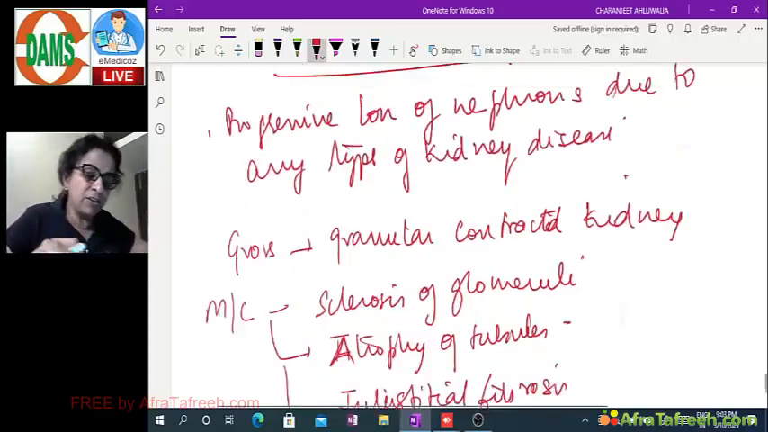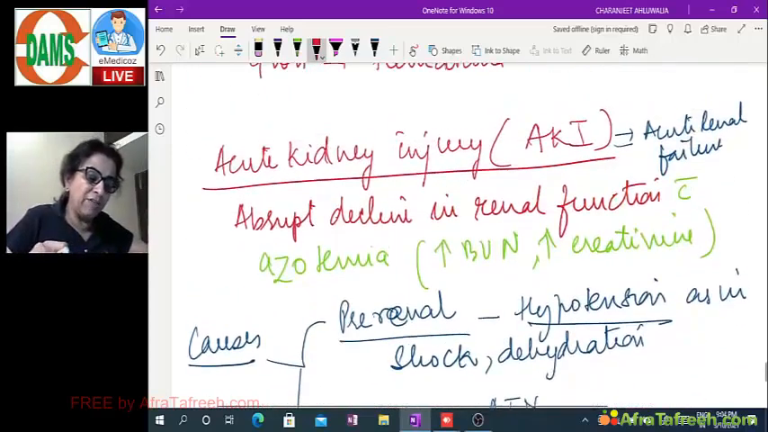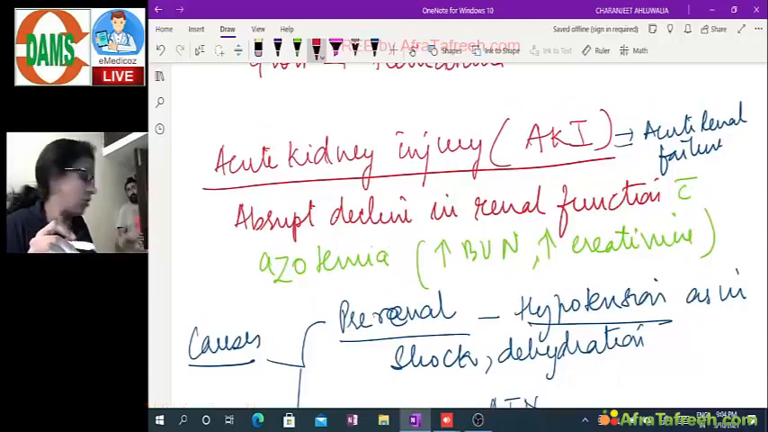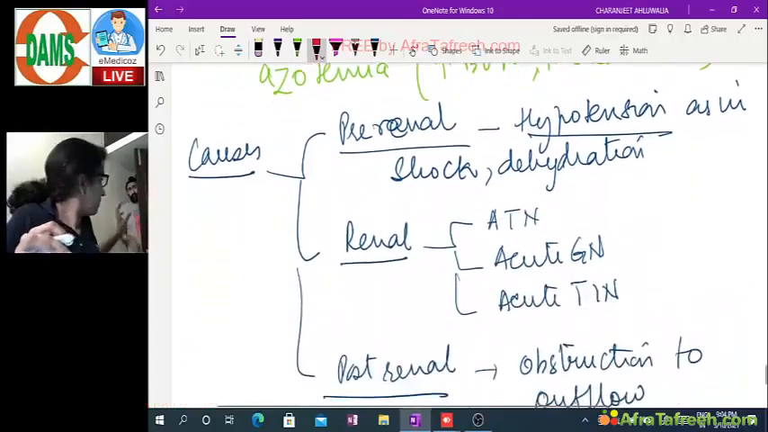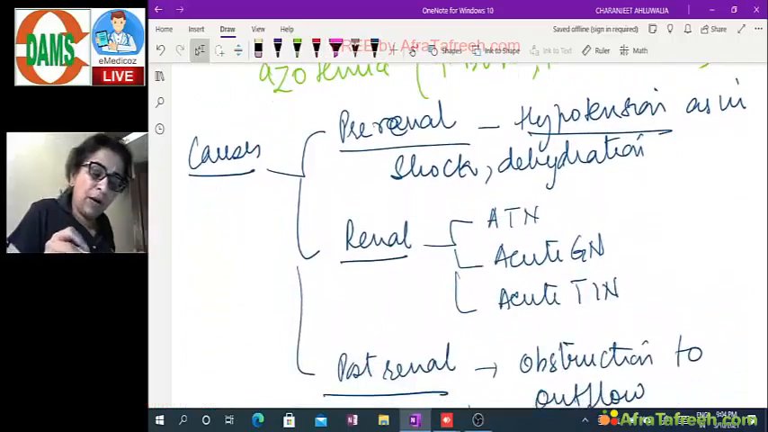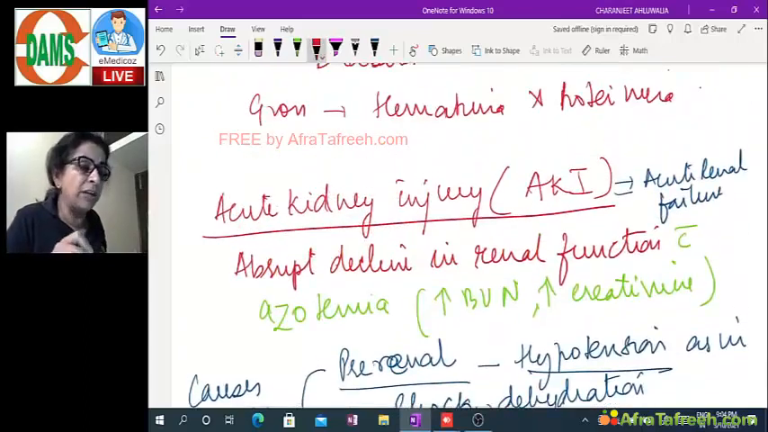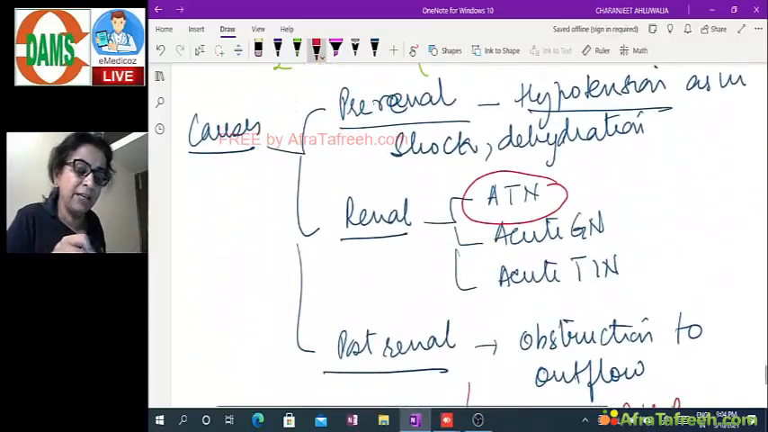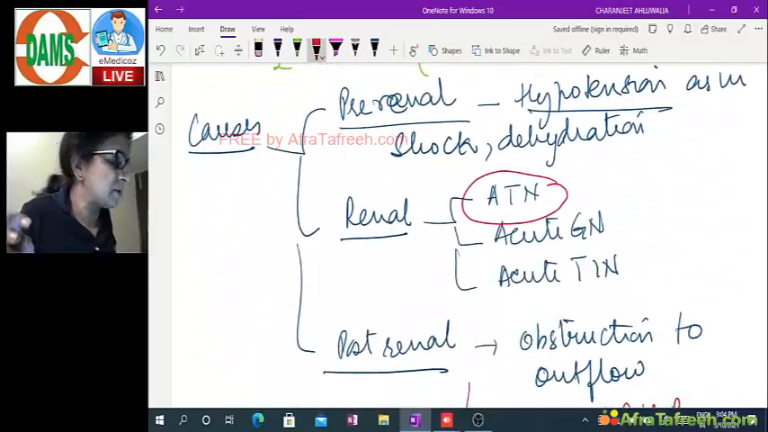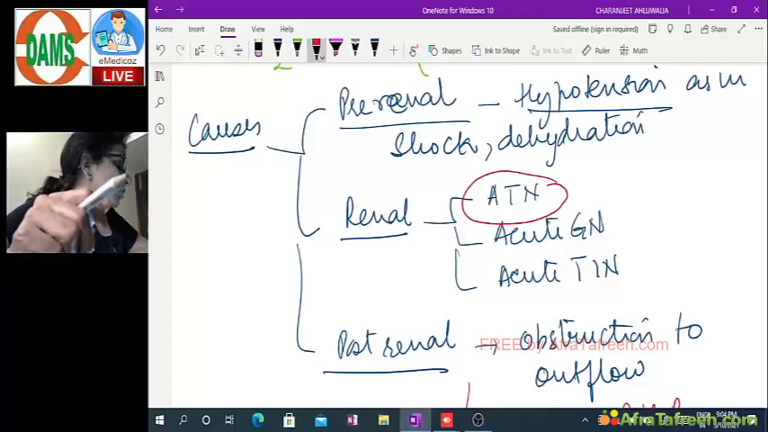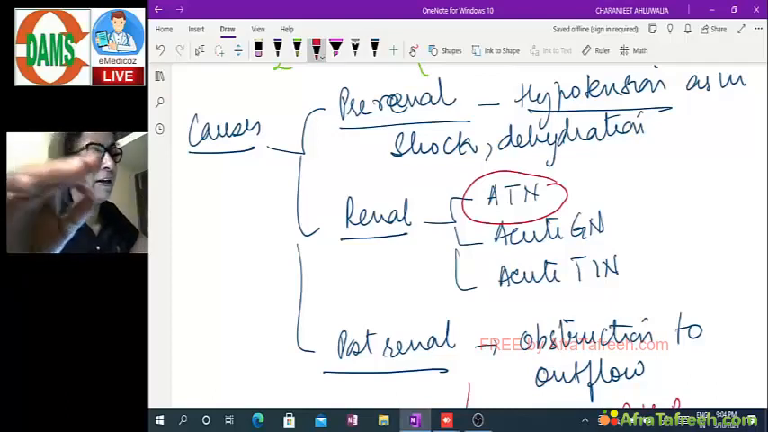Okay, so these are the causes of acute and chronic renal failure. Acute kidney injury or acute renal failure, and chronic kidney injury or chronic renal failure. In the next class we will discuss ATN. ATN leads to acute renal failure. ATN is acute tubular necrosis. In the next class I will be covering acute tubular necrosis, cysts of the kidney and tumors of the kidney.